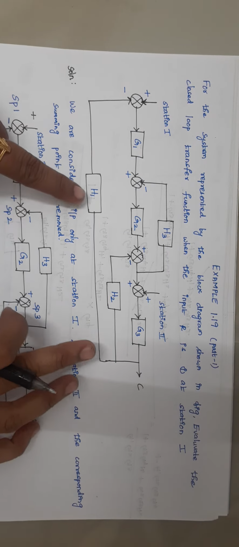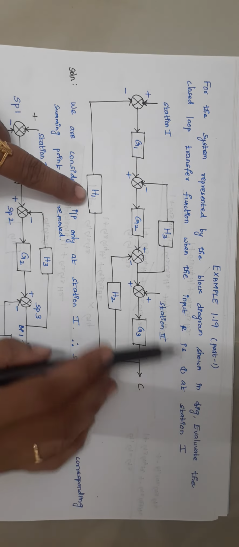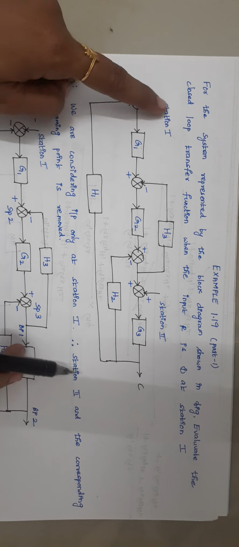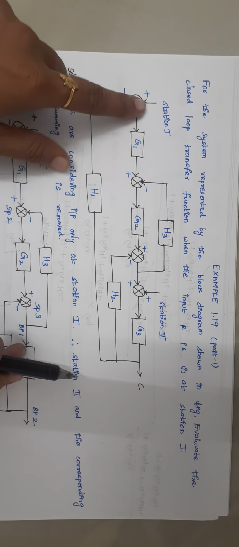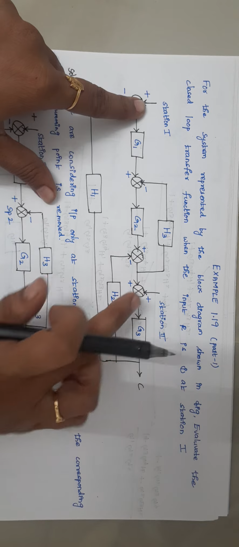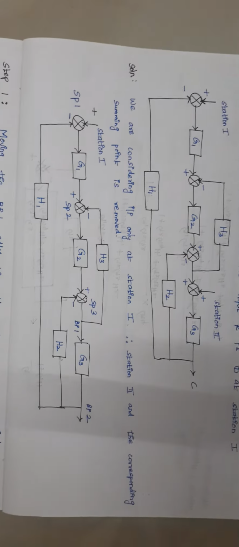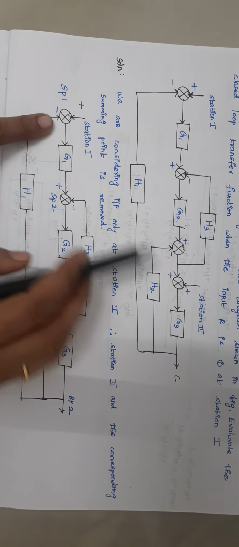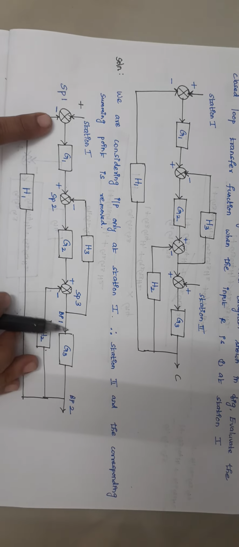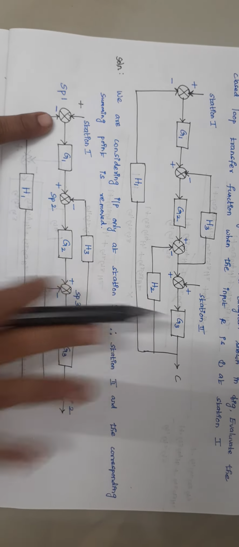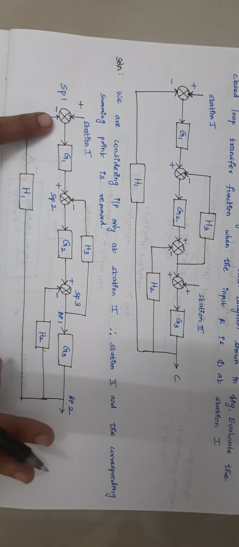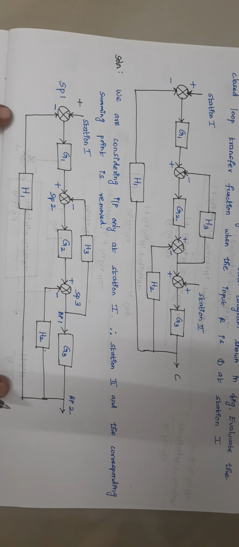While solving this block diagram, the first thing is they are asking to keep the input only at station 1. So here we have to consider input at station 1 alone. This means that we have to remove station 2. So our first step is here. I'm having station 1 here and station 2 is removed. I have just removed this summing point. The rest, all the blocks, summing points and branch points, remain the same. Right, this is our first step.